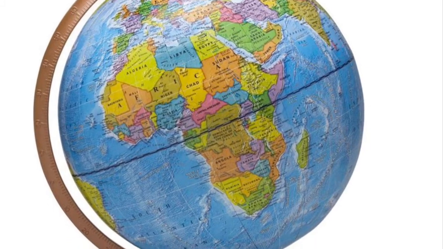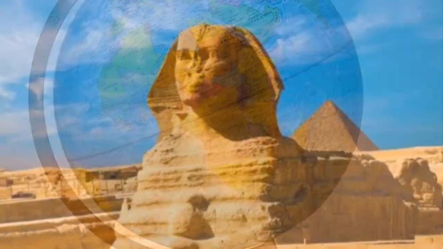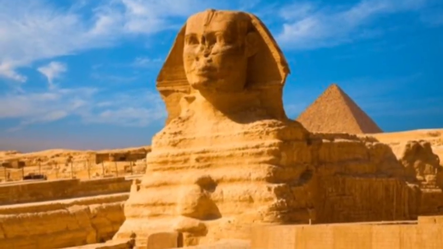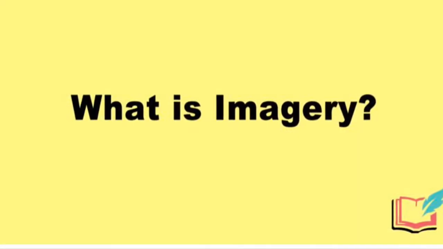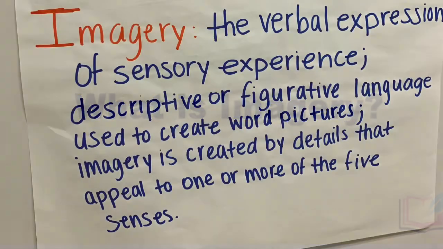And then you want to think about what place you're choosing, what does that place look like? So when you do that, you want to think about imagery. Okay? You want to think about imagery. And what is imagery? Imagery is the verbal expression of sensory experience, descriptive or figurative language used to create word pictures. Now, we know imagery is created by details that appeal to one or more of the five senses.